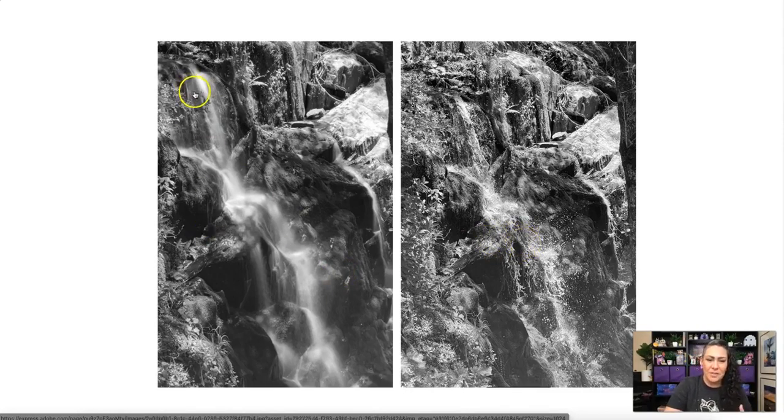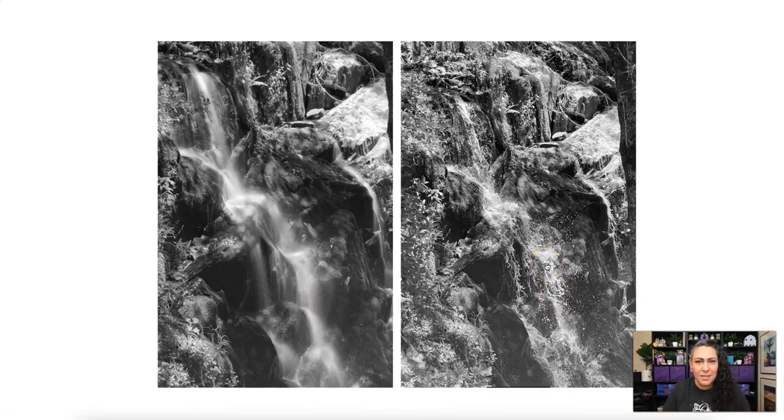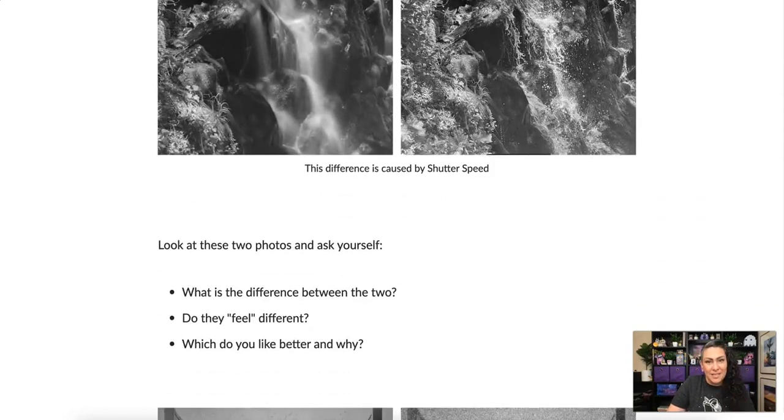So in this photo, we have this really flowy type of look, whereas in this photo, the water is frozen in time. So what does this make you feel? For me, this one feels really calming, while this photo is really more about the forcefulness of nature, the forcefulness of water. So this big difference between these two is caused by shutter speed. Shutter speed helps us control how motion is represented in a photograph. Okay, next example. Again, what's the difference? Do they feel different? Which do you like better and why?